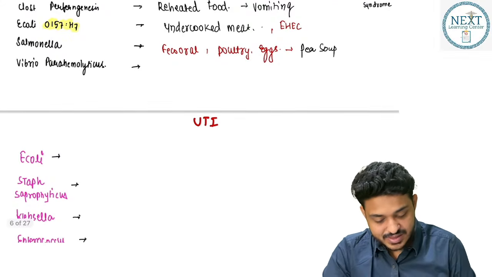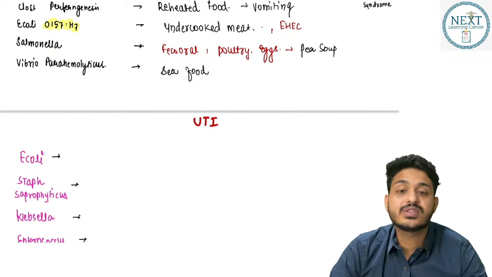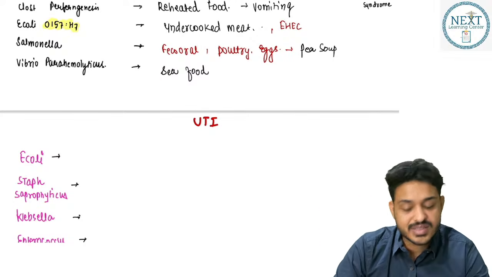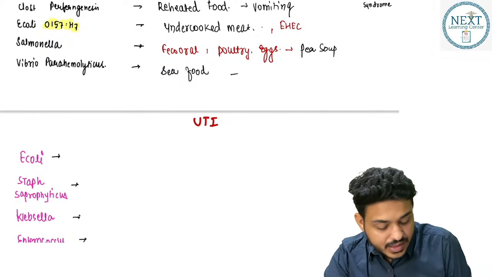Next one is going to be Vibrio parahemolyticus. It is going to cause what kind of poisoning? Seafood poisoning. Someone is going to go and suddenly start to have what? Bouts of vomiting and diarrhea after 16 to 24 hours, right? What is the incubation period?